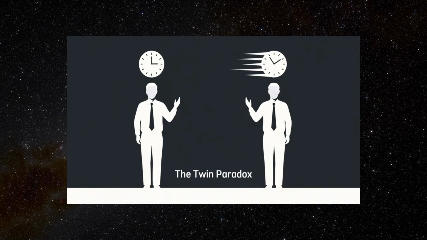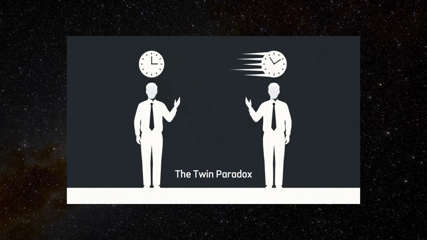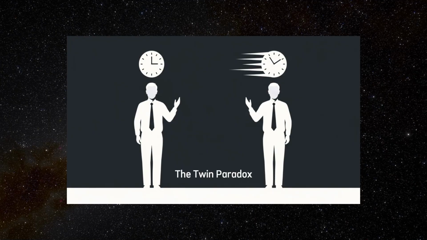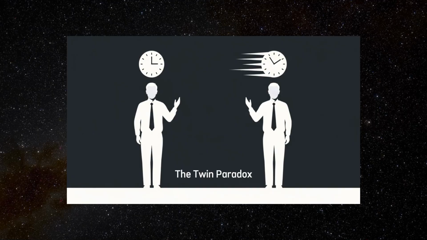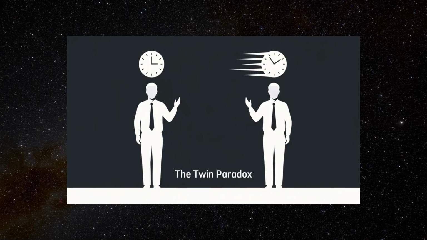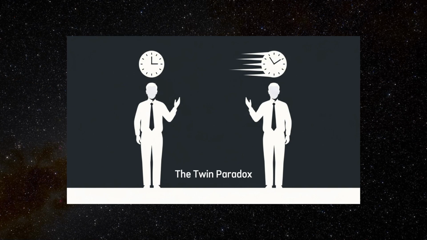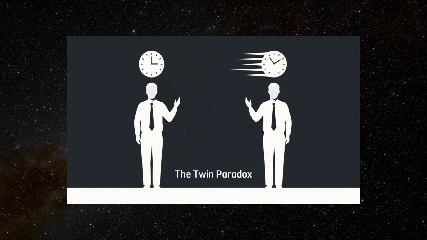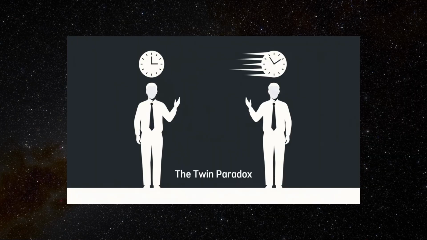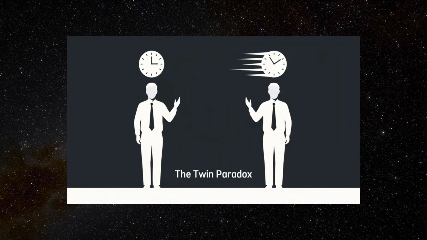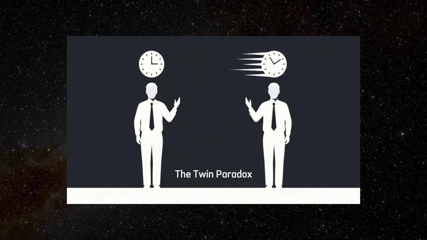So, while each twin sees the other's clock ticking slowly during the portions of the journey when they are moving at constant speed, the traveling twin's acceleration makes their experience of time fundamentally different from that of the stationary twin. As a result, the asymmetry leads to a consistent and non-contradictory outcome: the traveling twin is younger upon return.